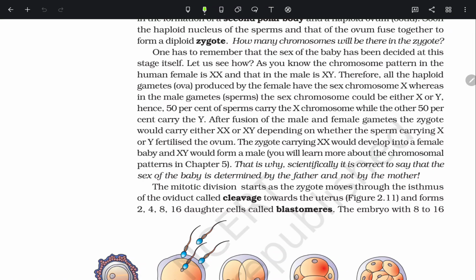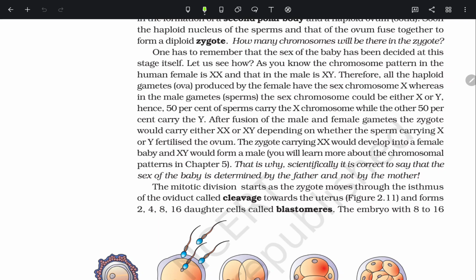One has to remember that the sex of the baby has been decided at this stage itself. You can know that the chromosome pattern in the human female is XX and that in the male is XY. Before the haploid gametes are produced, all the female gametes have the sex chromosome X, whereas in the male gametes, the sperm, the sex chromosome could be either X or Y. Hence, 50% of sperm carry the X chromosome while the other 50% carry the Y.